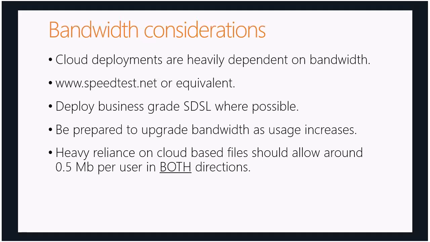Okay, so again, as I mentioned, if there's a heavy reliance for file usage, then you need to have some sort of allowance to compensate for that. So again, a rule of thumb is probably around 0.5 meg per user in both directions. So you can see that it doesn't take much to get up to something like 5 meg up, as well as 5 meg down. So remember that once you become heavily reliant on cloud-based files, that's certainly going to create a significant load or significant contention on the broadband connection.